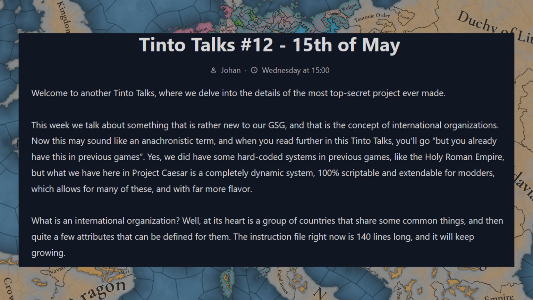So what is an international organization? At heart, it is a group of countries that share some common things, and then quite a few attributes that can be defined for them. The instruction file is now 140 lines long, and it will keep growing. So there's 140 variables, I think that means, that can be changed depending on which realms are affected by this. As I said, there's the HRE, the Catholic Church, the Shogunate is another example of this as well. And there's all these different things that it can affect.